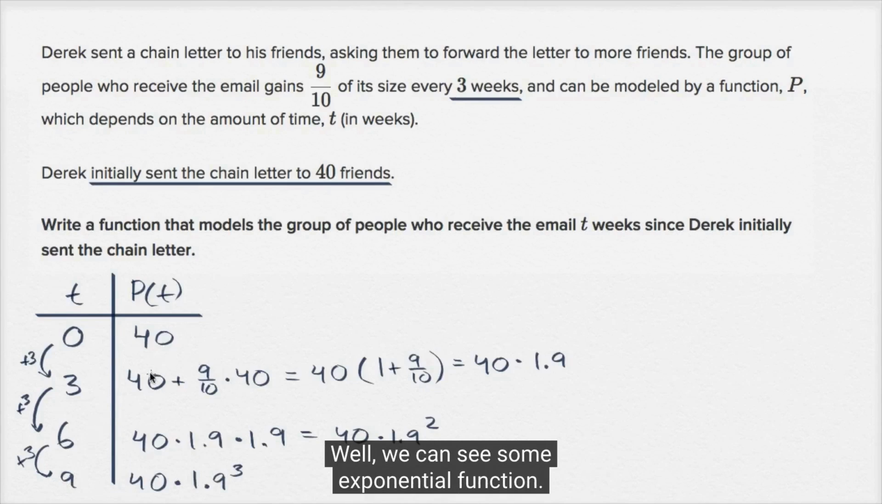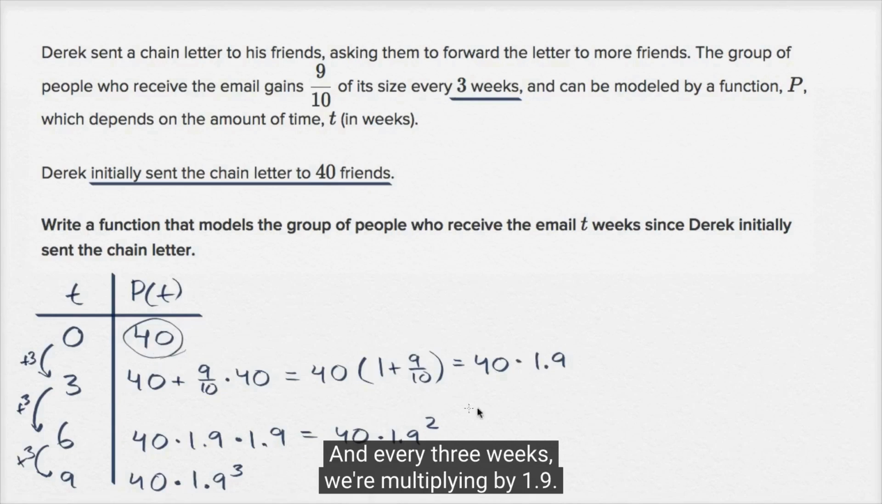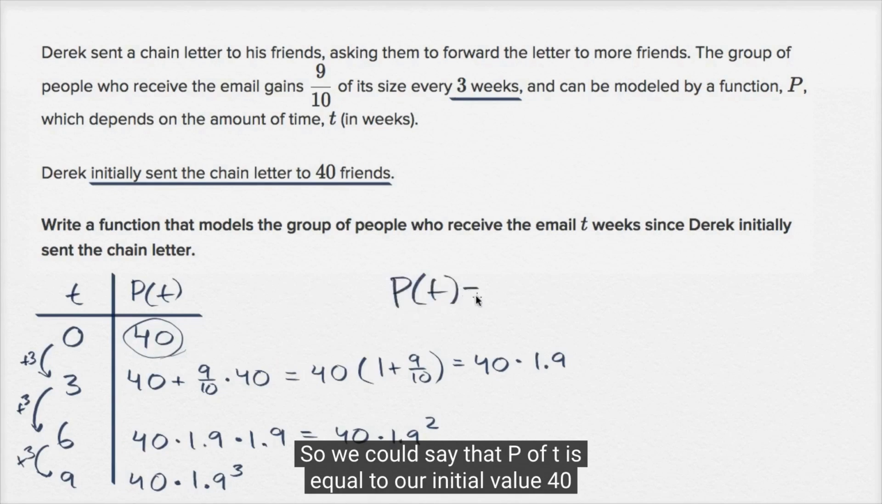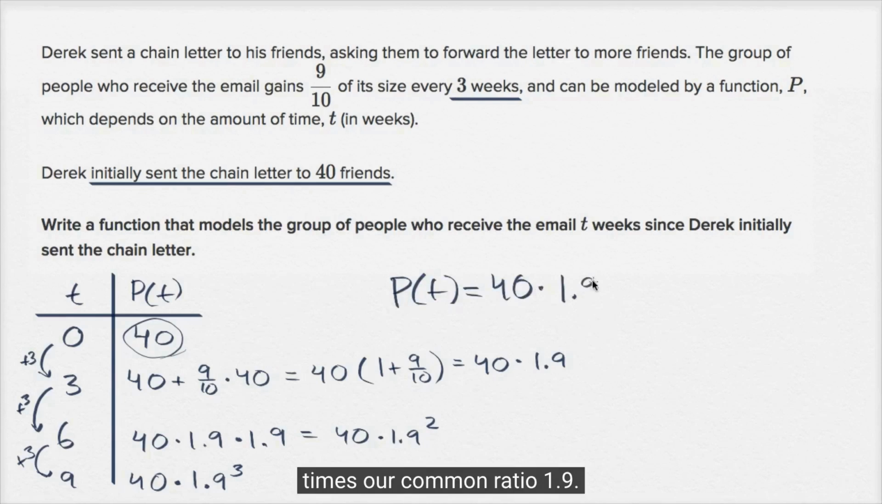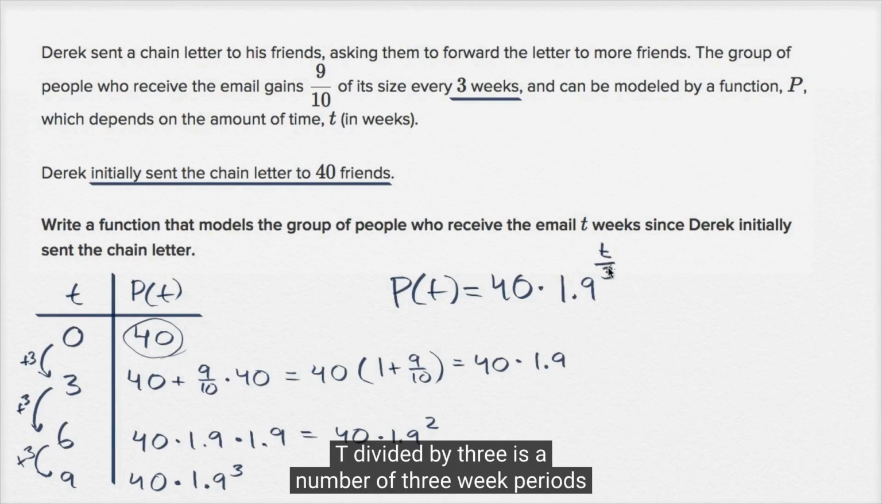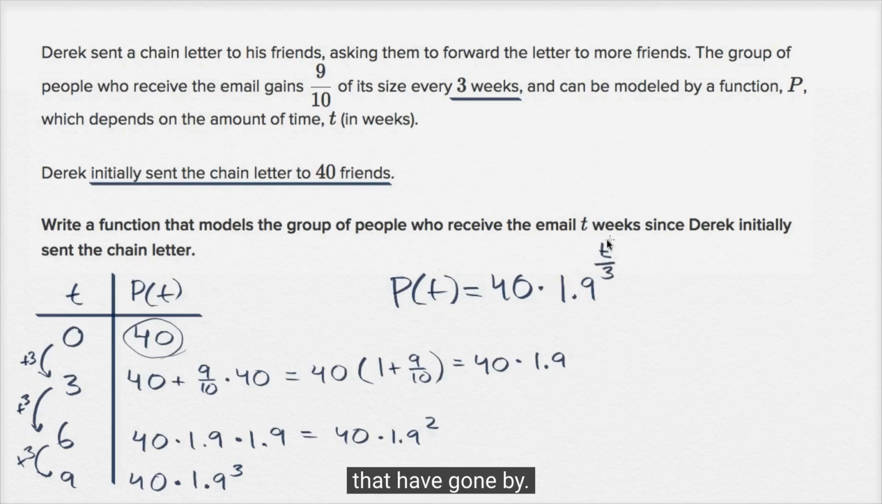Well, we can see it's an exponential function. We have our initial value, and every 3 weeks we're multiplying by 1.9. So 1.9 would be our common ratio. So we could say that P of t is equal to our initial value, 40, times our common ratio, 1.9, and we multiply by 1.9 every 3 weeks. So we could just say how many 3-week periods have passed by? Well, we will take t and divide it by 3. T divided by 3 is the number of 3-week periods that have gone by. And there you have it. And notice, t equals 0.